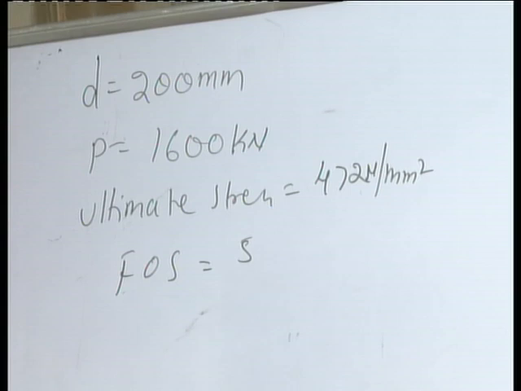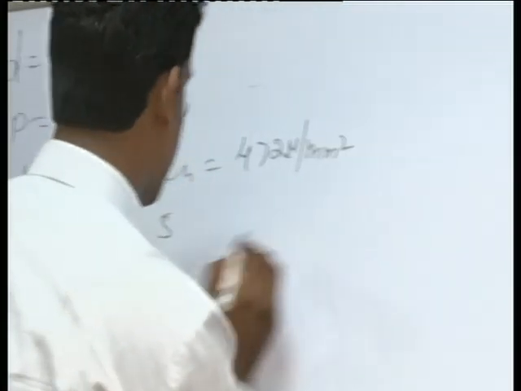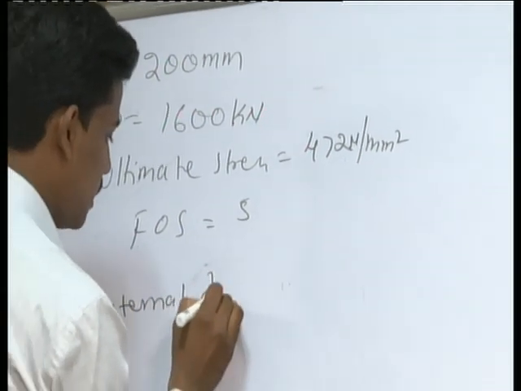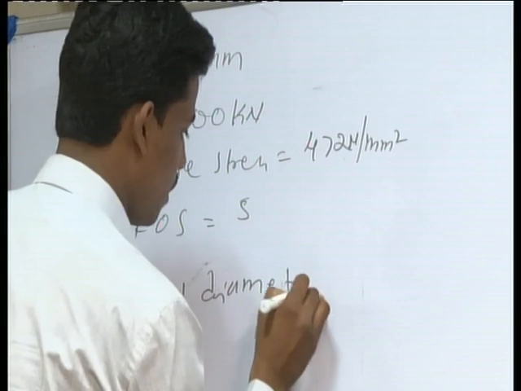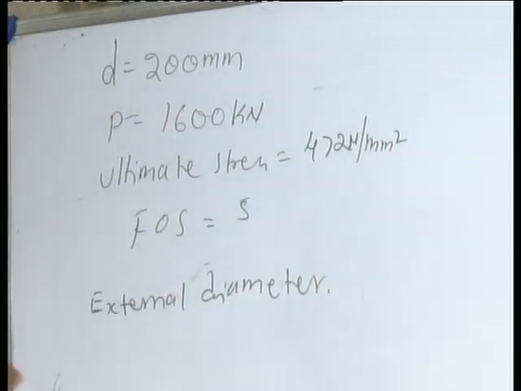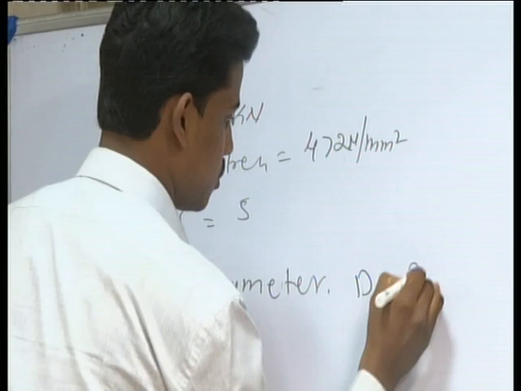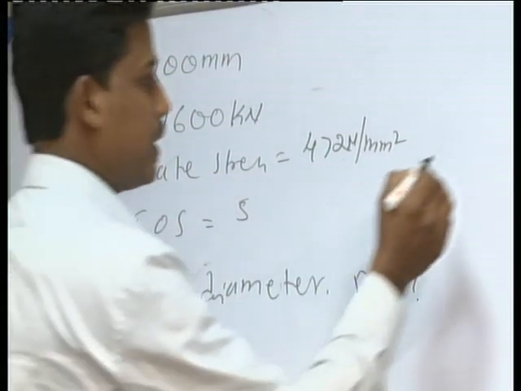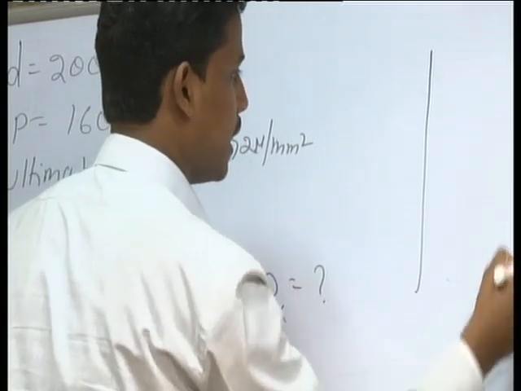Here we need to calculate the external diameter, denoted by capital D, which is the unknown. Our intention is to find the external diameter. Before starting the problem, we have to think about how the external diameter will come. For a hollow tube, a hollow column, we have to know the formula for the area.